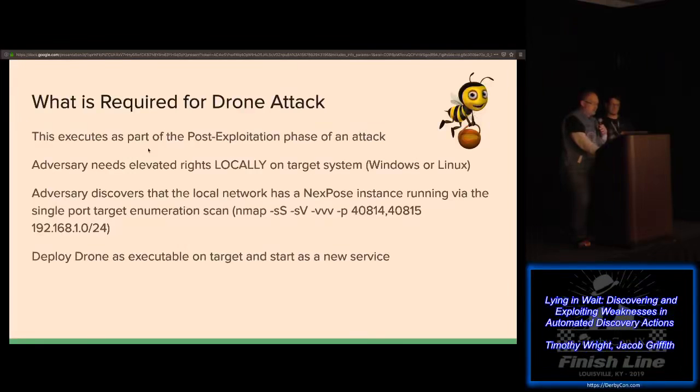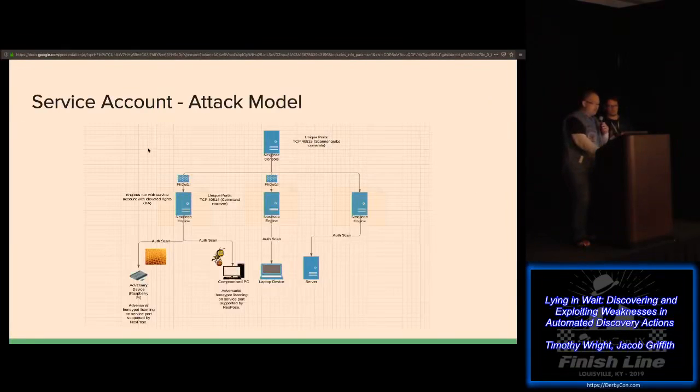Because of the way we wrote the tools all in Golang, we can run these on Linux or Windows, so it's pretty simple to compile, and the tool is working that way right now. I was talking about the single port enumeration, so there's an Nmap scan for that, I think the NexPose single ports 4814 and 4815. Again, just elevated local rights.